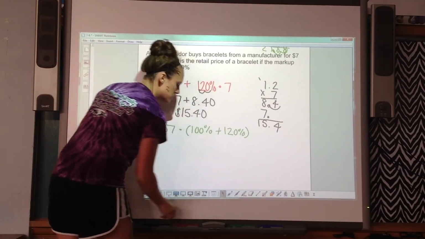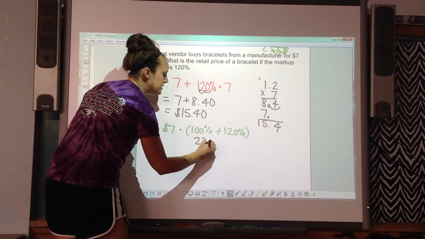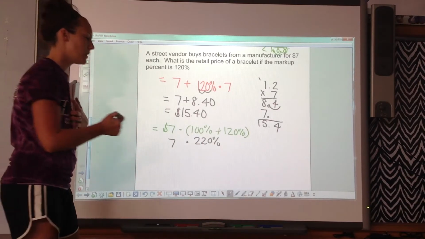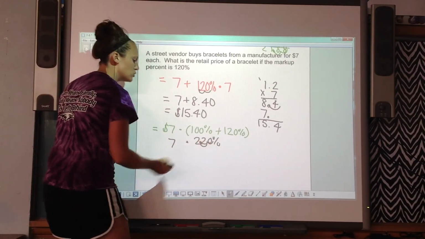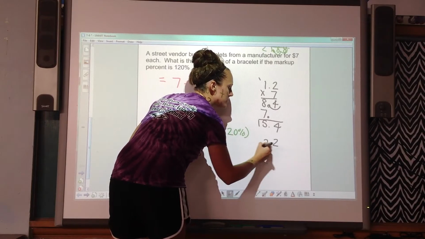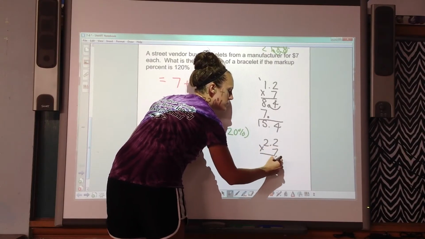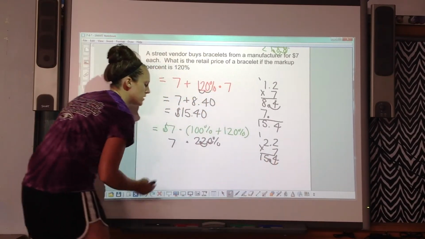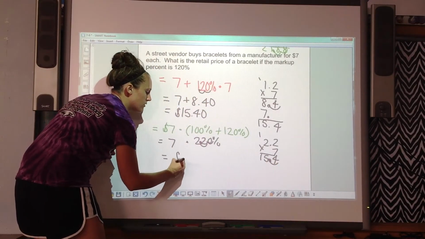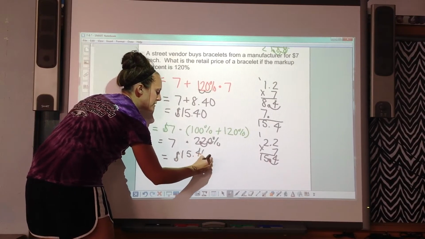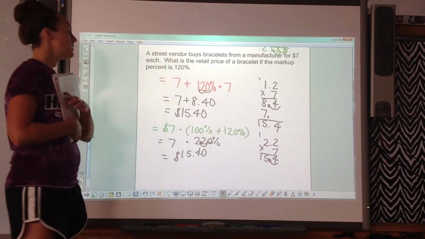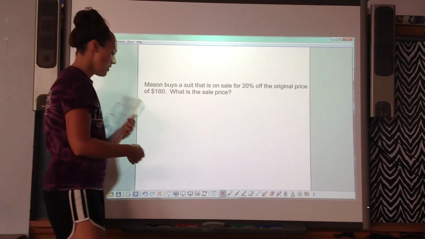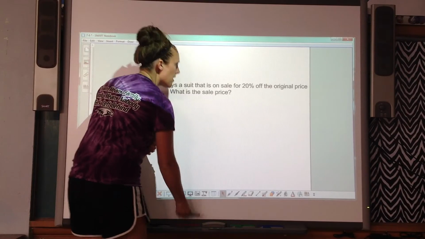100 plus 120 is 220. Now I have 7 times 220%. I'm going to change this into a decimal. 2.2 times 7. 7 times 2 is 14. 7 times 2 is 14 plus 1 is 15. Do the decimal dance. I would get $15.40. Okay. That was retail price. The next thing we're going to talk about is finding a sale price.